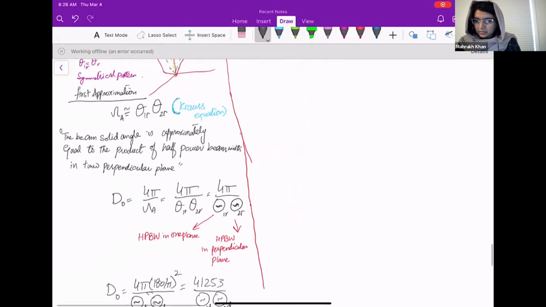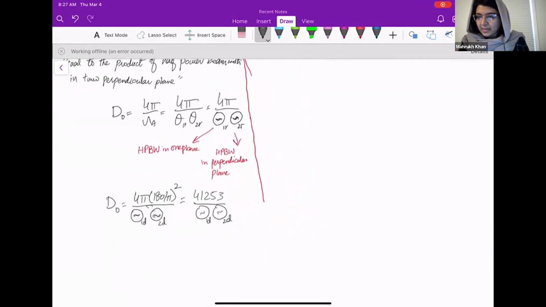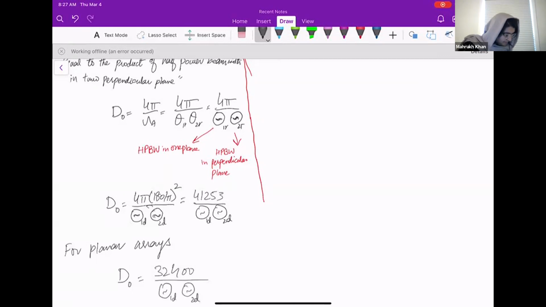But with time, they did another approximation for arrays. They said that for planar arrays, which are the 2D arrays having elements in the X direction and elements in the Y direction, we will talk about it, but you just need to say that for planar arrays, they change this approximation a little bit. This is 3240, like the first numerator is a little bit different.